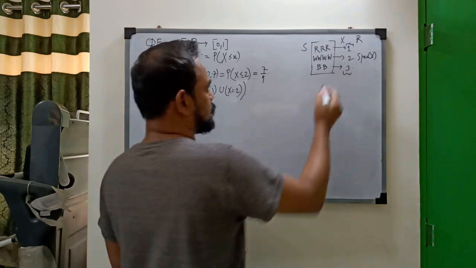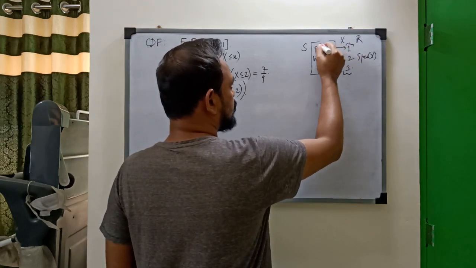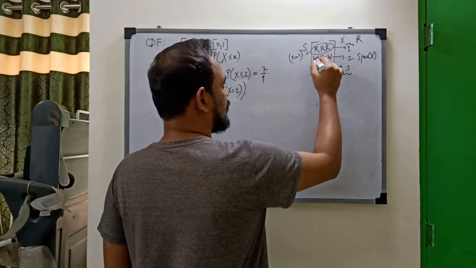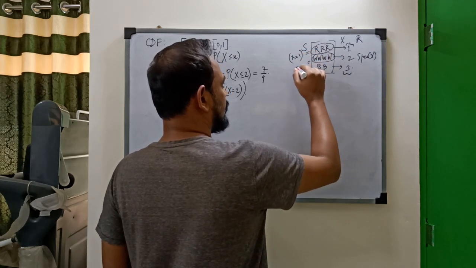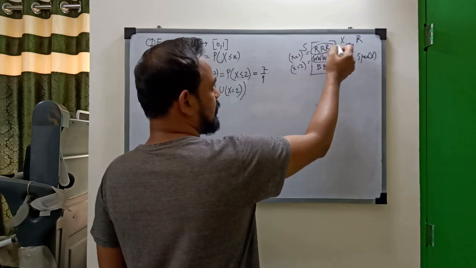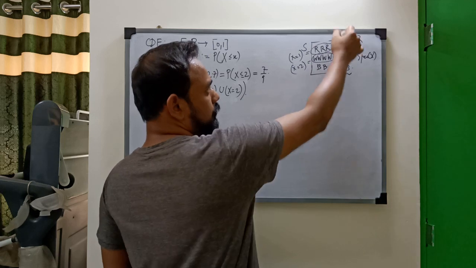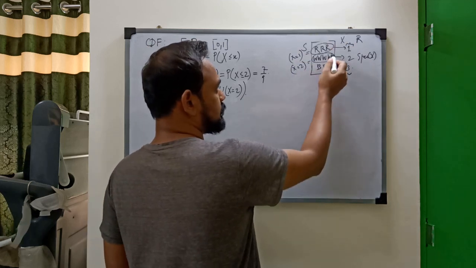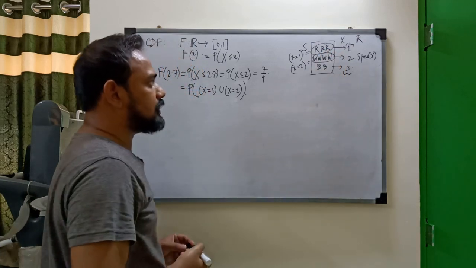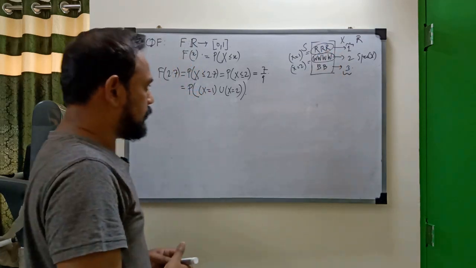And so this is X equals 1. And this one is X equals 2. And X equals 1 is this event, because it's a subset of the whole set. X equals 2 is this event. This is a subset of the whole set. And they're disjoint. You see, the red balls and the white balls are separated.